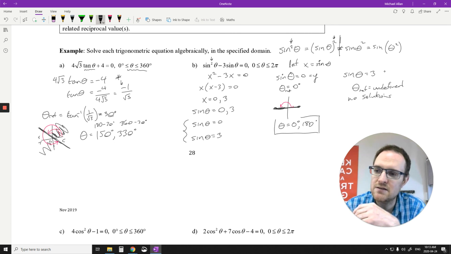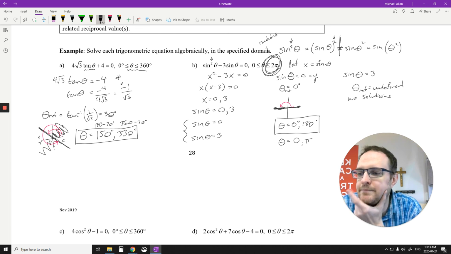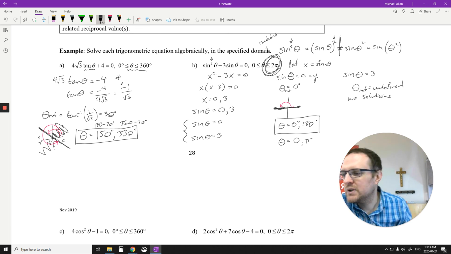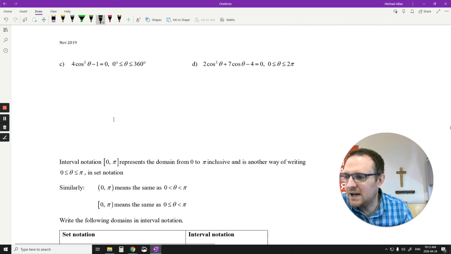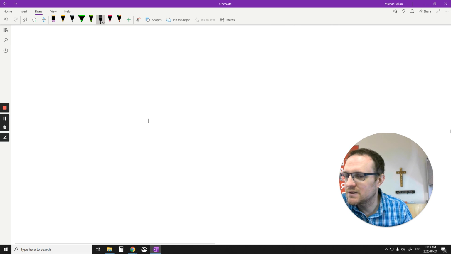So I really only have two answers, 0 and 180. You'd go back and verify to see if those work. And also you'd go back and say, oh, this has to be in radians. So maybe I should change these to radians. There you go, 0 and pi. Pretty easy. They just all follow the same pattern from now on. There's some interval notation stuff down here. We'll deal with that later.